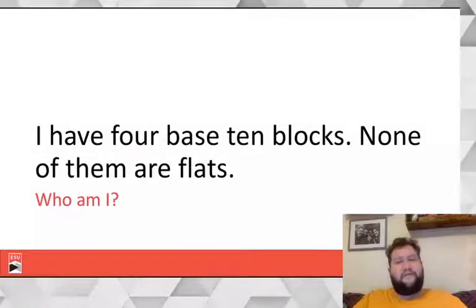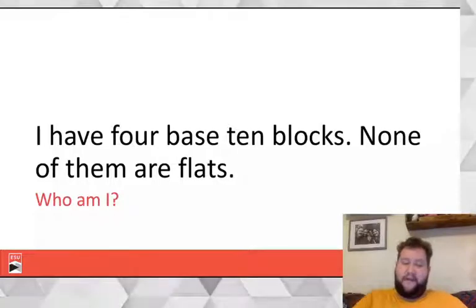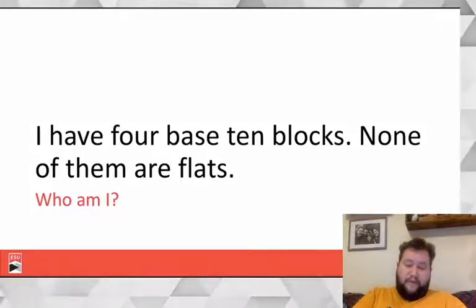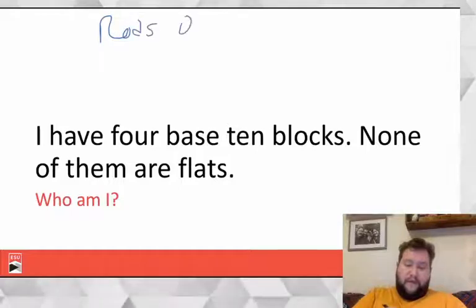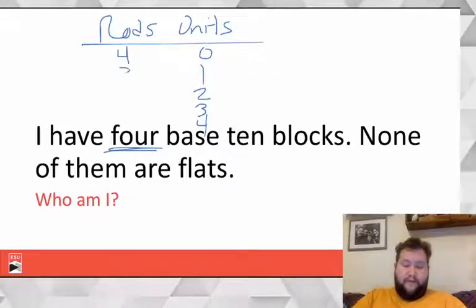And then I just have 2 more of these. I have 4 base 10 blocks. None of them are flats. So again, we have rods and units. I could have 0, 1, 2, 3, or 4. Well, if I have no units, I have to have 4 rods to have 4 blocks. 3, 2, 1, and 0.